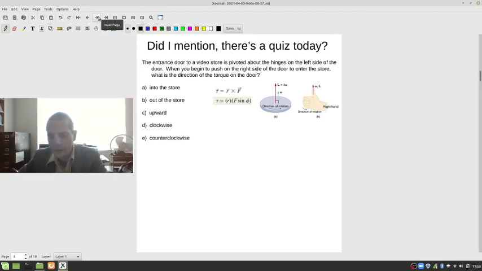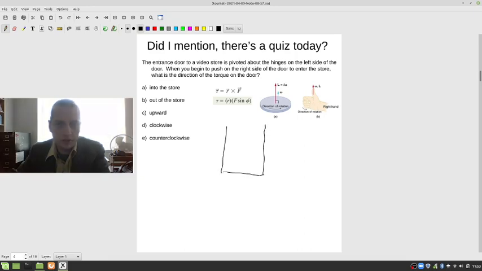All right, now I have to admit to you, most of the quiz is not gravity. There's only like one question out of it on this new gravitational stuff, because I want you to have a chance just to review some of the angular dynamics that we've been studying so far. So let's take a look at this one. It says the entrance door to a video store is pivoted about the hinges on the left side of the door. Okay, so let me draw this door.